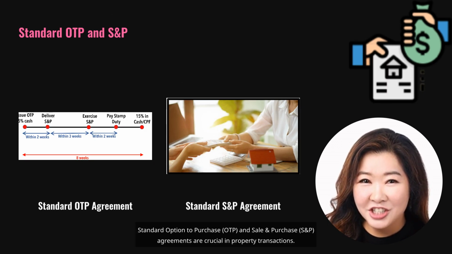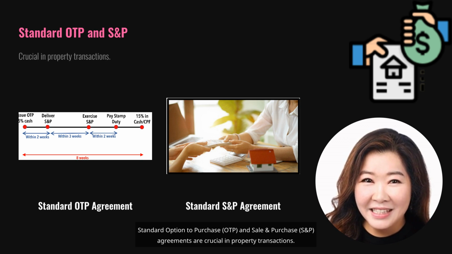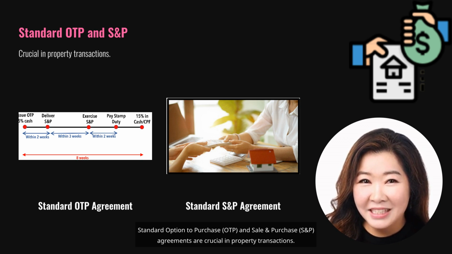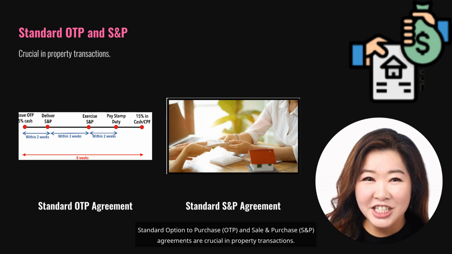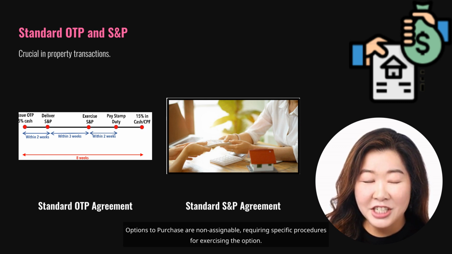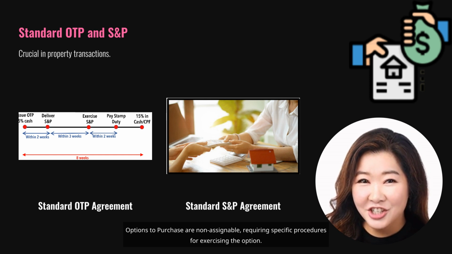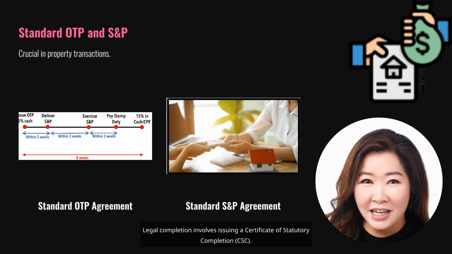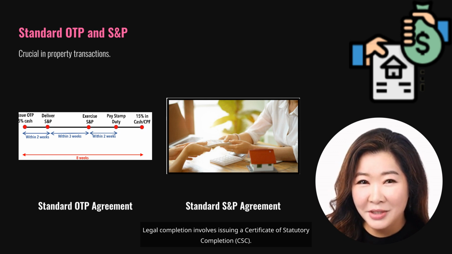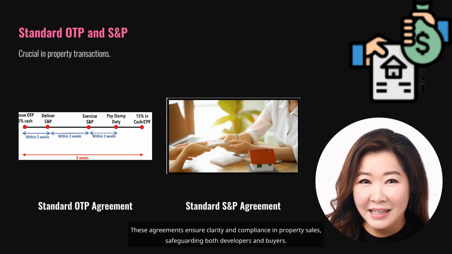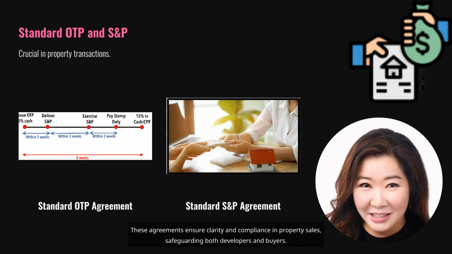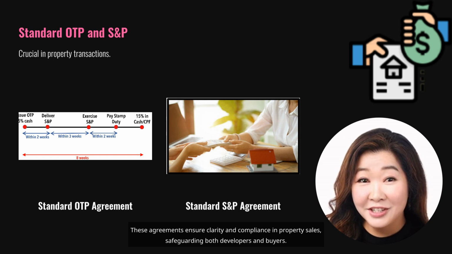Standard option to purchase (OTP) and sale and purchase (S&P) agreements are crucial in property transactions. Options to purchase are non-assignable, requiring specific procedures for exercising the option. Legal completion involves issuing a Certificate of Statutory Completion, CSC. These agreements ensure clarity and compliance in property sales, safeguarding both developers and buyers.